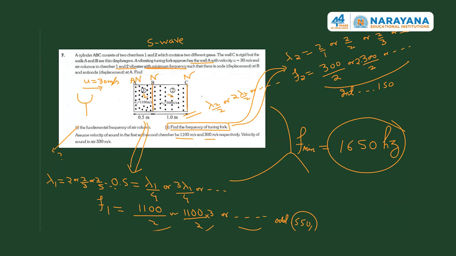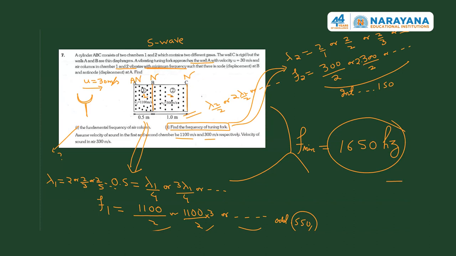And now comes the Doppler effect. He talks about the frequency of the tuning fork. So basically this cylindrical system is like an observer, which is in a state of rest, and the source is moving towards the observer. So 1650 is the observed frequency by this observer, which in this case is the cylinder.